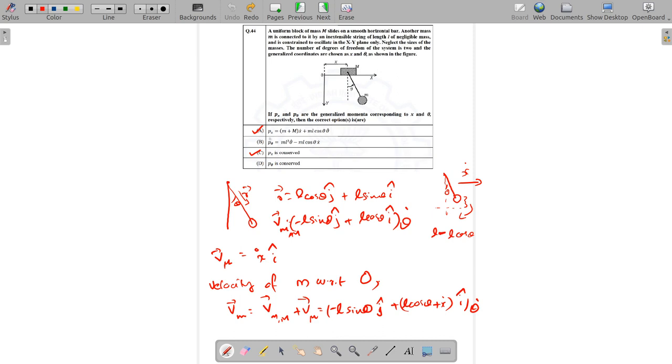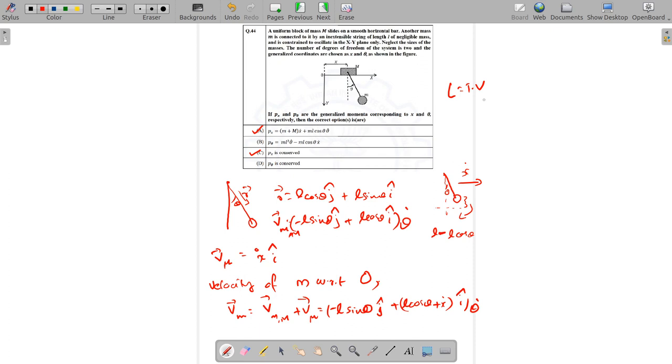The options ask you to find p_x and p_theta and whether they are conserved. That's the question. Okay, so let's start from the beginning. You have to find the Lagrangian of the system. The Lagrangian is basically T minus V, where T is the kinetic energy and V is the potential.